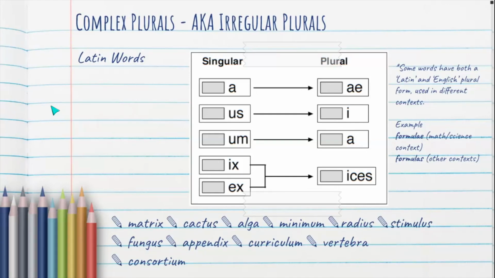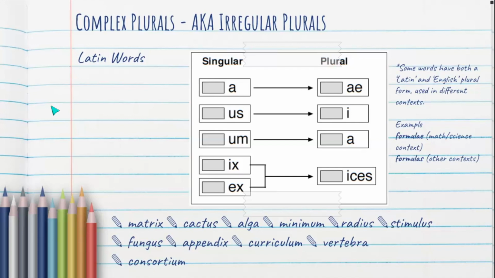So alga becomes algae, which of course it does because we know about algae. Cactus, cacti. Radius, radii. Stimulus, stimuli. Vertebra, vertebrae. Matrix, matrices. There's a lot more words that would fit in this sort. So the little pencils at the bottom there are just a sample of words.